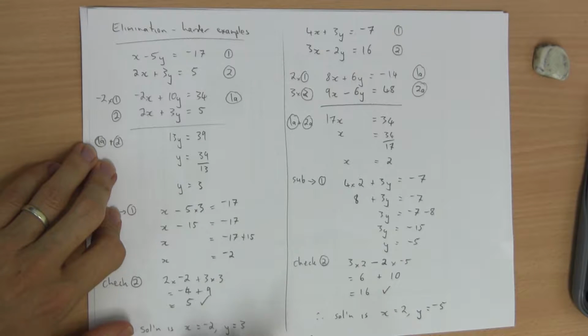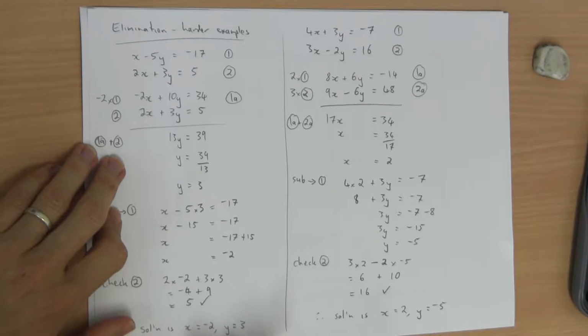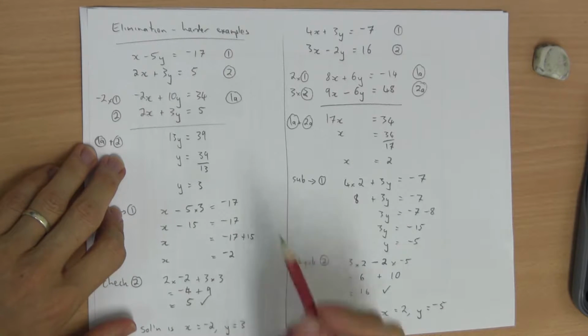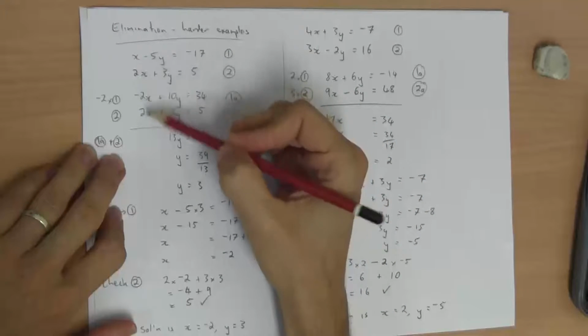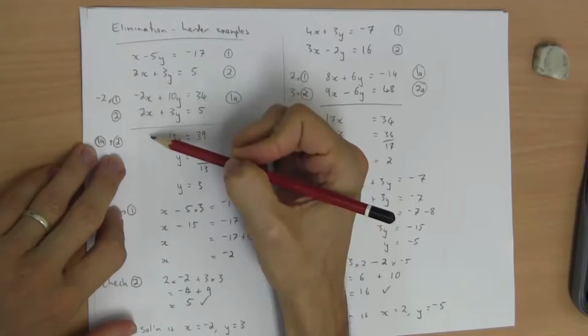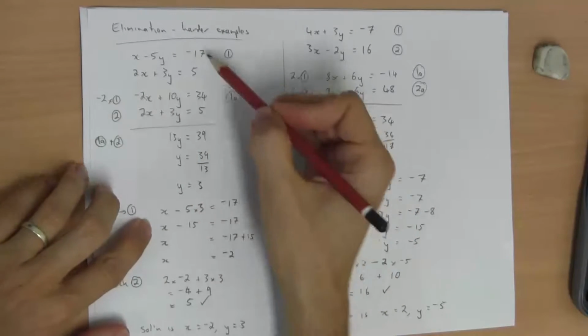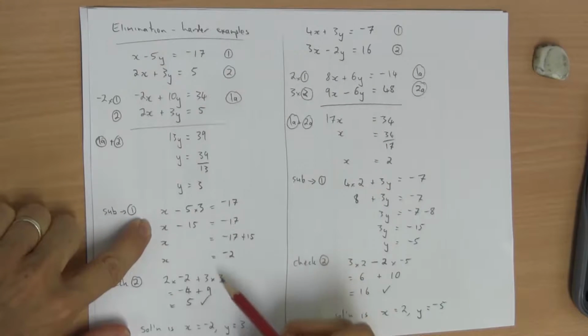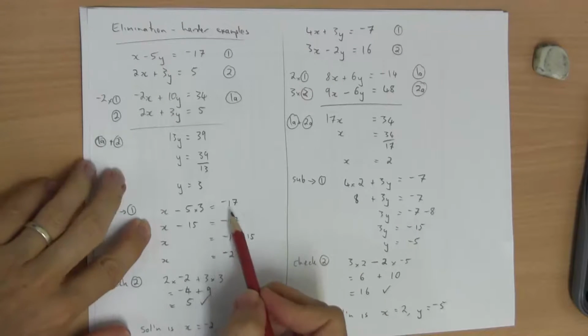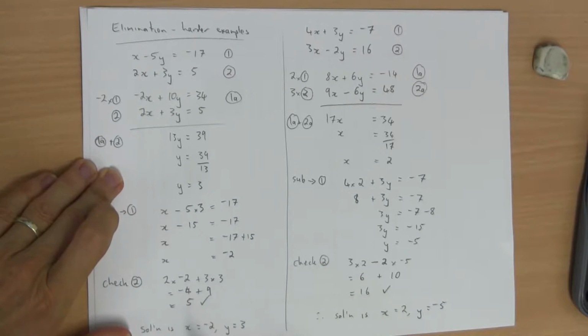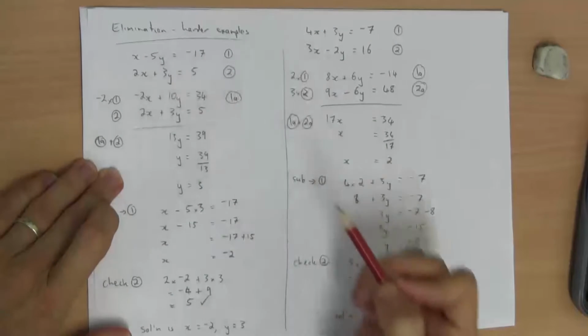I want to show you a different method of doing elimination. This method was suggested to me by one of my students, Reuben Jacobs, and I actually think it's a very clever method. When we do elimination, normally what we do is we eliminate one of the variables, in this case x, we solve for y, and then we substitute back into one of the original equations to find the other variable. But actually what you can do, instead of substituting here, you can do elimination again for the other variable.